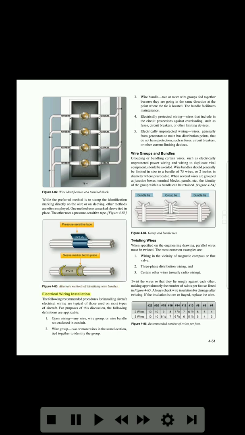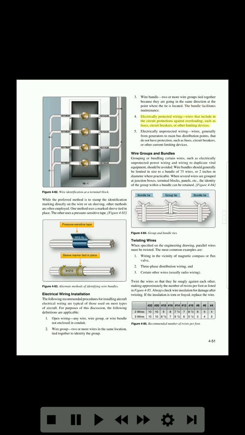Electrical wiring installation. The following recommended procedures for installing aircraft electrical wiring are typical of those used on most types of aircraft. For purposes of this discussion, the following definitions are applicable. 1. Open wiring: any wire, wire group, or wire bundle not enclosed in conduit. 2. Wire group: two or more wires in the same location, tied together to identify the group. 3. Wire bundle: two or more wire groups tied together because they are going in the same direction at the point where the tie is located. The bundle facilitates maintenance.